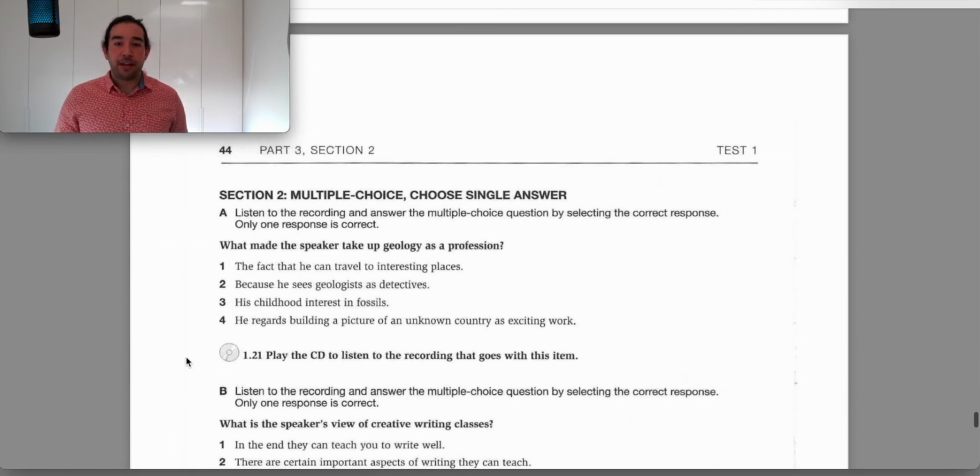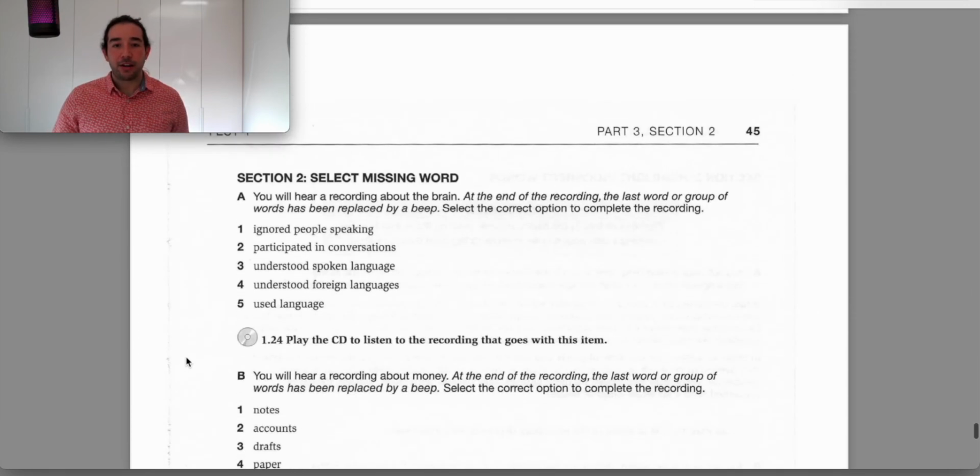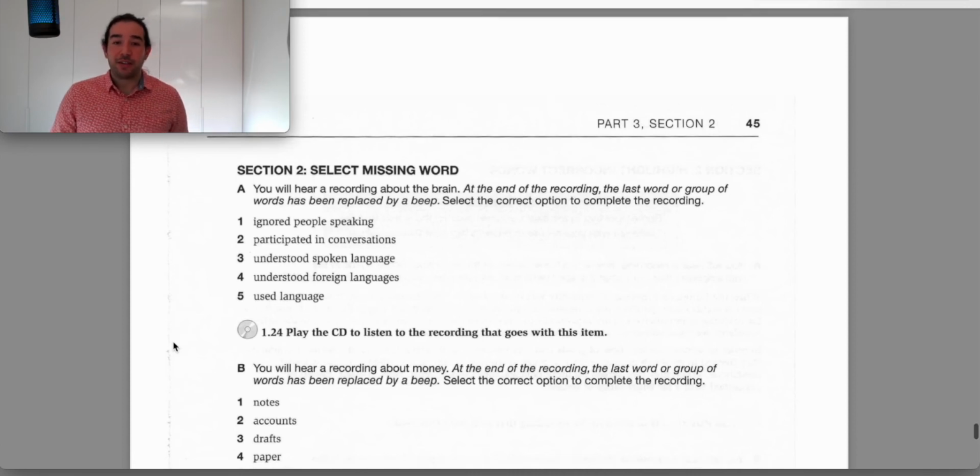The next one we have is multiple choice, like I said, with a single answer. Again, nothing new. Okay, this one is a really interesting one. This is called select missing word. We will listen to a sentence or part of a sentence, and then we will hear a beep, just like we did before. We will listen to it, and then beep, and you need to decide which one of these would be the best one.